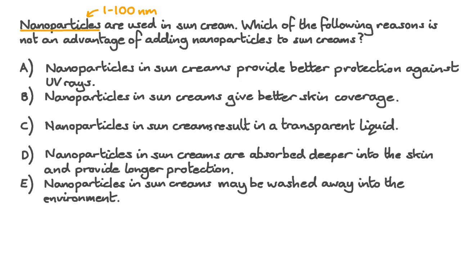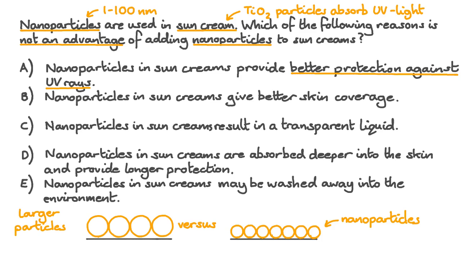Nanoparticles are particles that are 1 to 100 nanometers in size. Sun creams generally contain particles of titanium dioxide, which are there to absorb UV light and help prevent sunburn. Our job is to identify which of the 5 statements is not an advantage of adding nanoparticles of titanium dioxide instead of large particles to sun creams. The first statement suggests that nanoparticles in sun creams provide better protection against UV rays than larger particles. It's hard to see how the size of particle is going to affect how well it absorbs ultraviolet light, so I'm going to come back to this statement later.